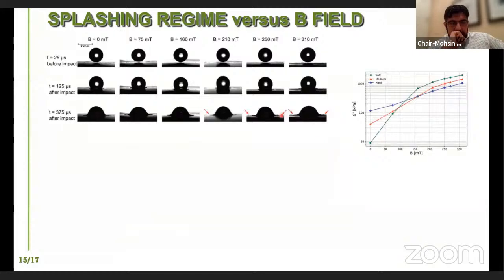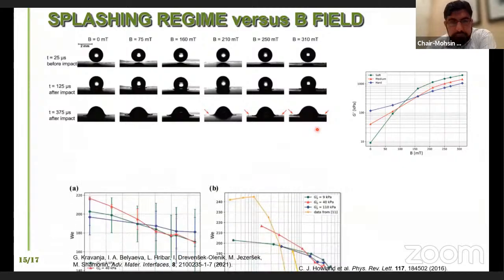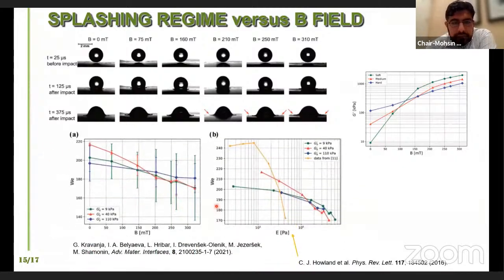And we then investigated at which characteristic Weber number the transition from nice deposition to splashing takes place. We observed that with increasing magnetic field, the typical Weber number at which splashing starts is reduced. So here it has a value of about 200, and here definitely below 180.